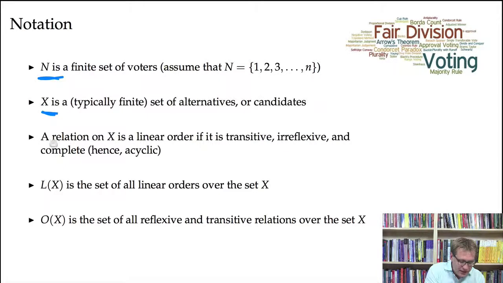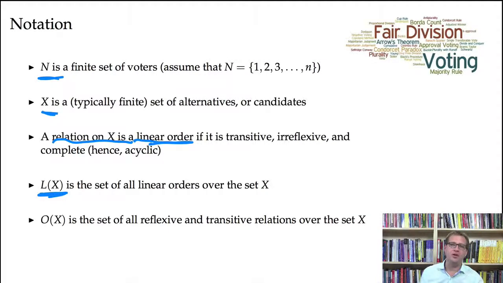And recall that a relation on X is a linear order if it's transitive, irreflexive, and complete, where recall that complete means for any two alternatives, either the first alternative is ranked ahead of the second, or the second alternative is ranked ahead of the first. Let L(X) denote the set of all possible linear orderings over X.